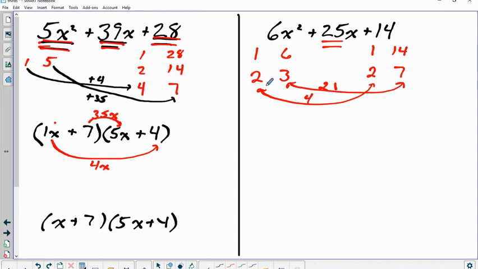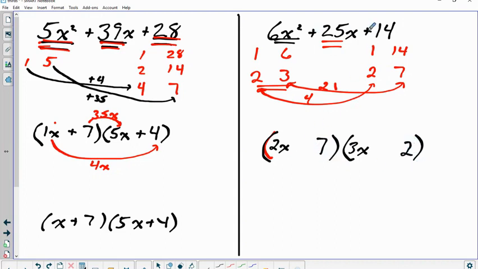So let's go ahead and write this. So the 2 and the 3 are going to go in the front here. All right. So I'm going to put a 2x right there and a 3x right there. And remember, the 2x times the 3x gives me the 6x squared. And then at the end, I need the 2 and the 7 at the end, but I need the 7 to be multiplied by this 3. Well, if the 7 is going to be multiplied by the 3, I'm going to place it right here. And that means that the 2 needs to be placed right there.